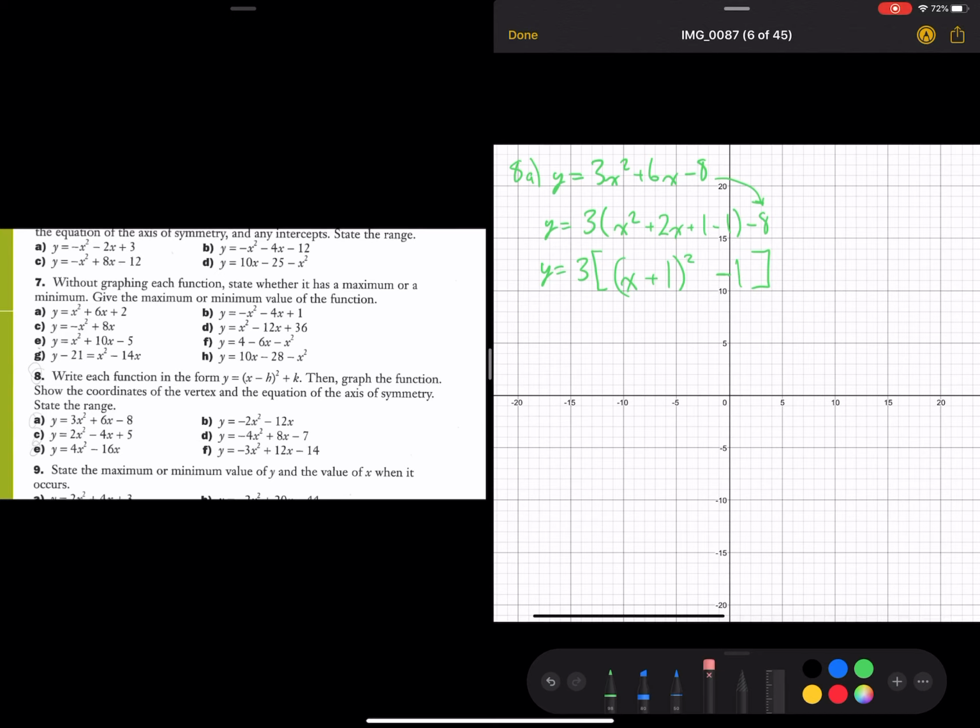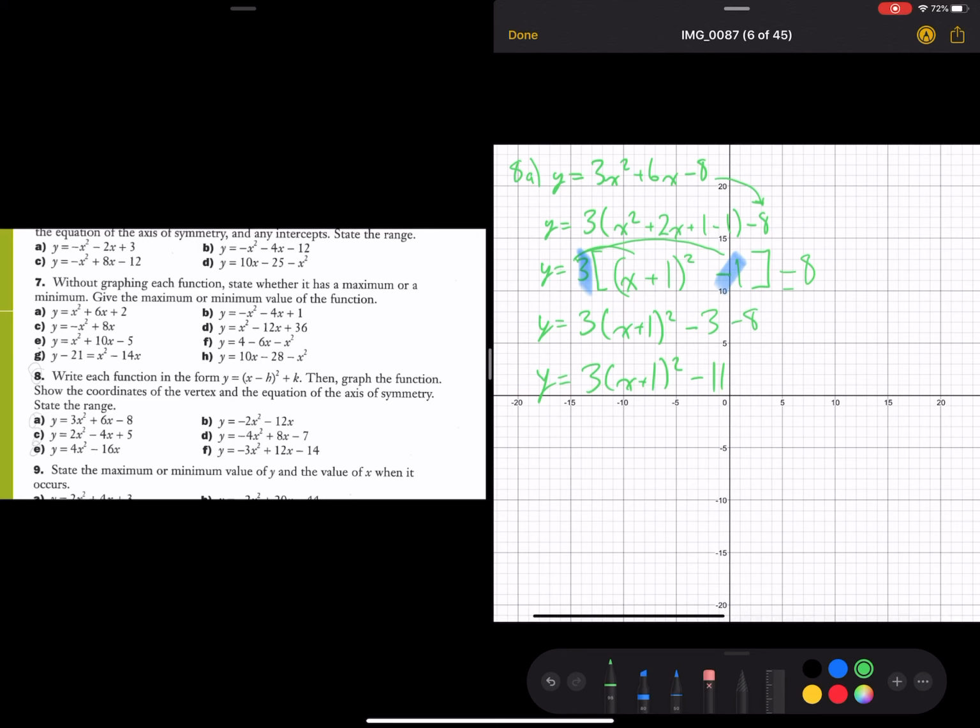Maybe this makes more sense. And then we have the minus 8 coming out here. So this 3 is multiplying this, and then multiplying that. So let's write it out. Y equals 3 times x plus 1 squared minus, remember, 3 times minus 1 minus 3. And then we have this minus 8. So y equals 3 times x plus 1 squared minus 11. Okay, that's 8a.